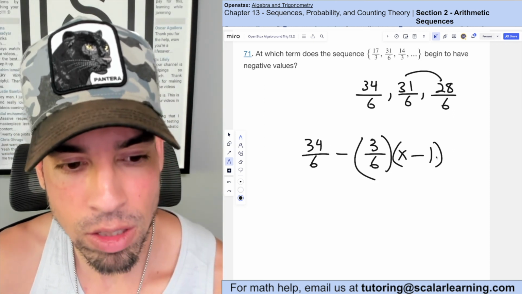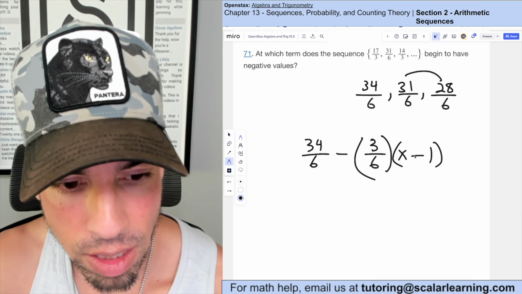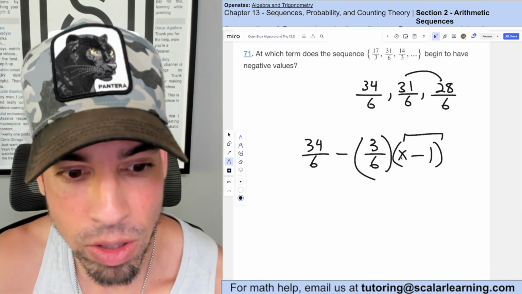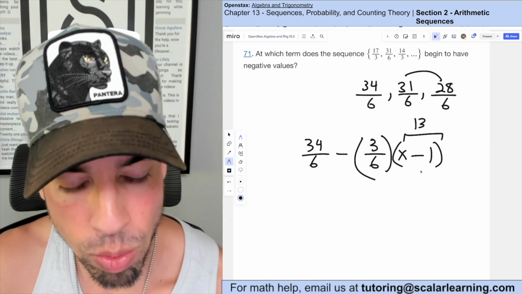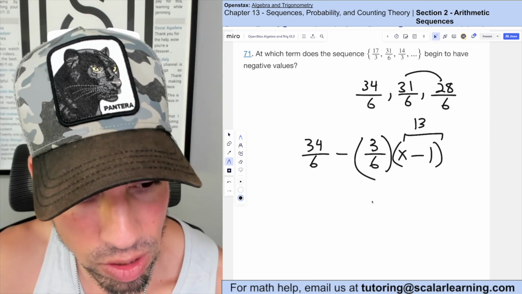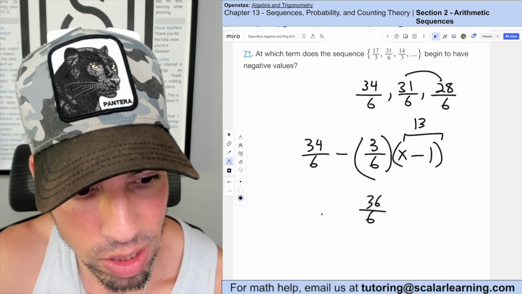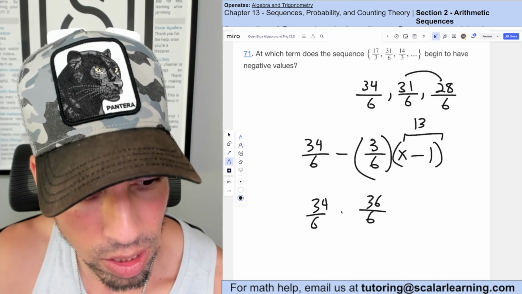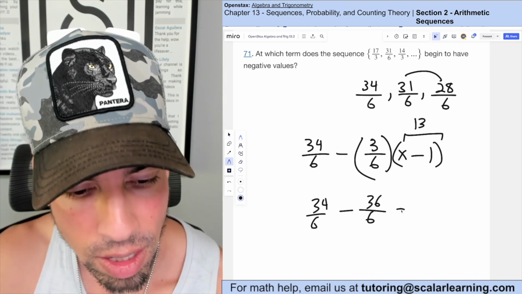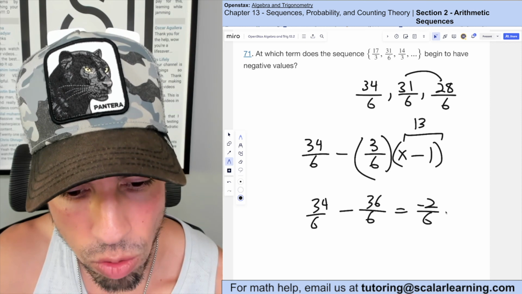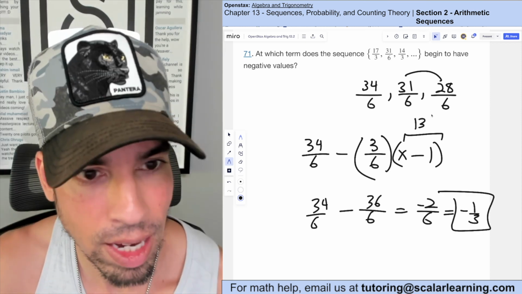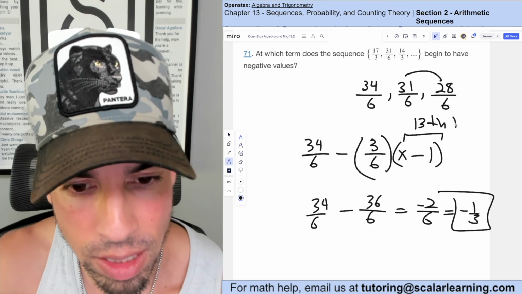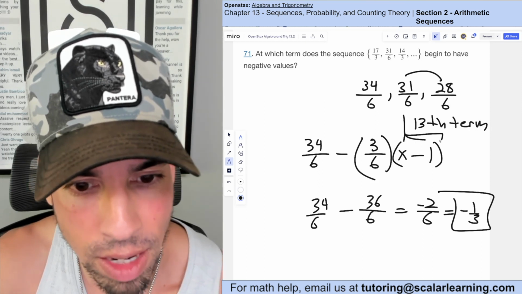So the question is, what is going to give me that 36? I need a 12 here, and to get a 12 here, x needs to be 13. So check this out. If I do 13 minus 1, it's 12. 12 times 3 over 6 is 36 over 6. 34 over 6 minus 36 over 6 is negative 2 over 6, or negative 1/3. So that's going to be the first term that's going to be negative. And again, that's going to be the 13th term. So that's how you do it.